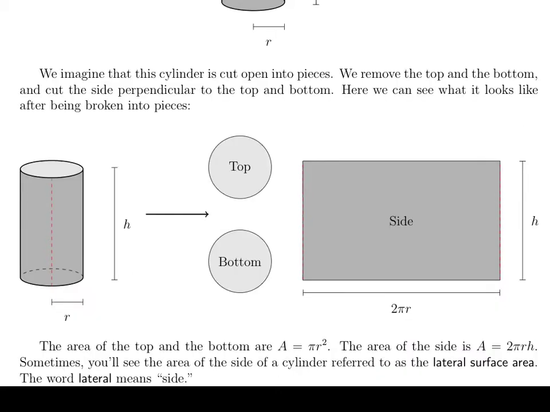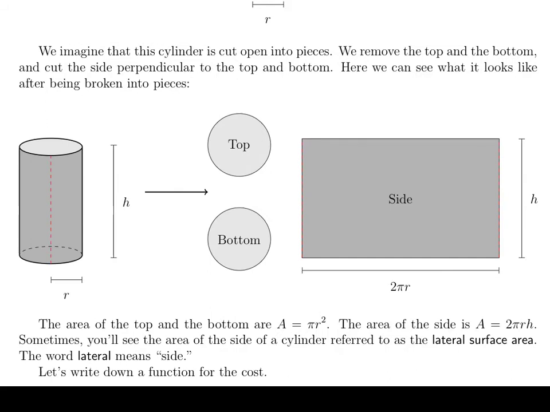Now the area of the top and the bottom of the can are pi r squared. Now that we have the dimensions of the side after it's been unfurled, its area is going to be 2 pi rh. Sometimes you see the area of the side of a cylinder referred to as the lateral surface area. And the word lateral means side.